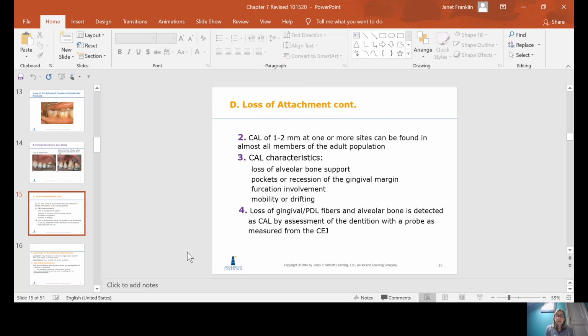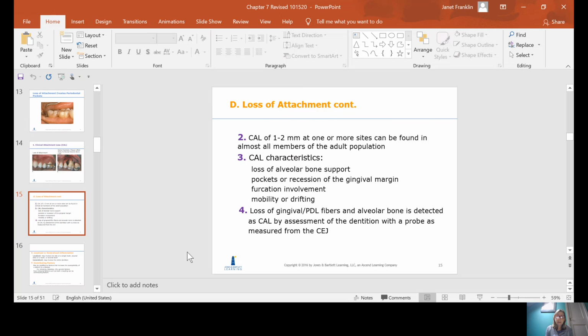So clinical attachment loss of 1 to 2 millimeters at one or more sites can be found in almost all members of the adult population. So clinical attachment loss can include recession as well. And clinical attachment loss characteristics are the loss of alveolar bone support, pockets or recession of the gingival margin, furcation involvement, and mobility or drifting.